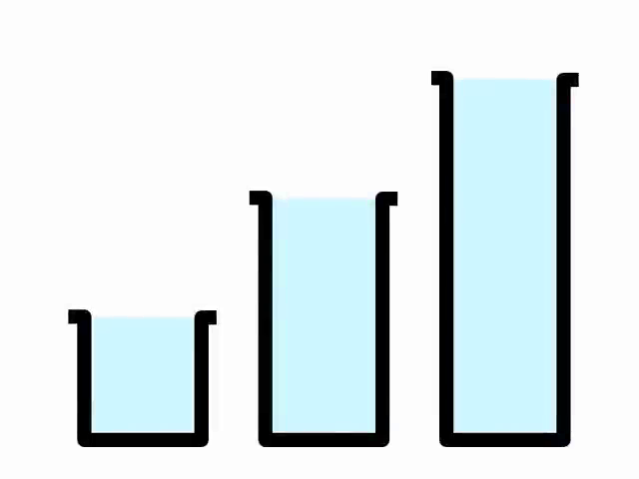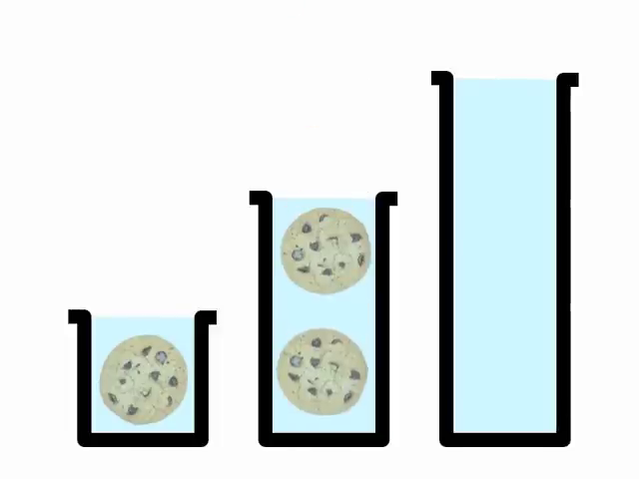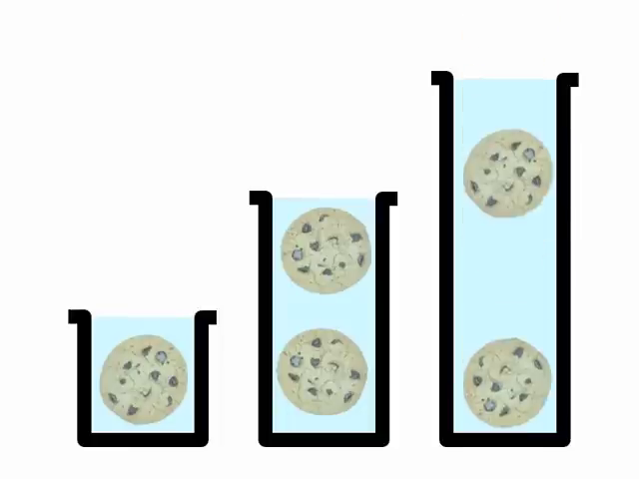The Cookie Monster comes to visit, and he brings with him 3 containers. In the first container, he puts in 1 cookie. In the second container, he puts in 2 cookies. And in the third container, guess how many cookies? 3. Yes, 3. That's right.